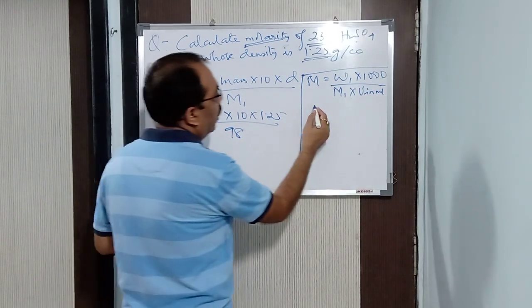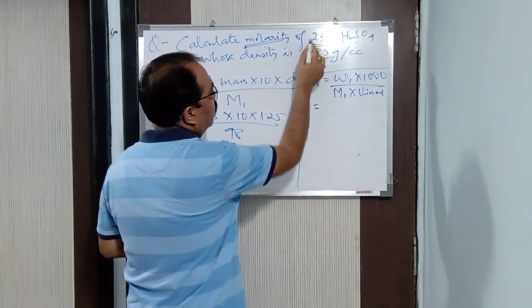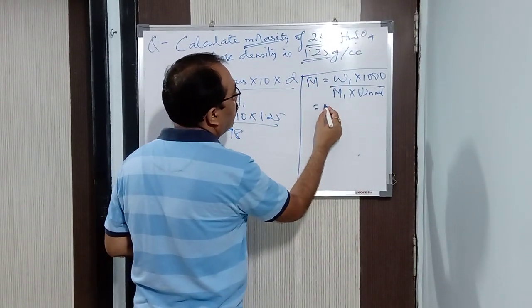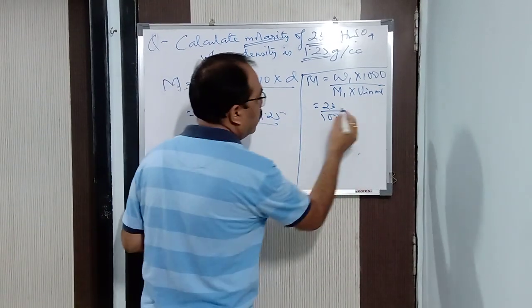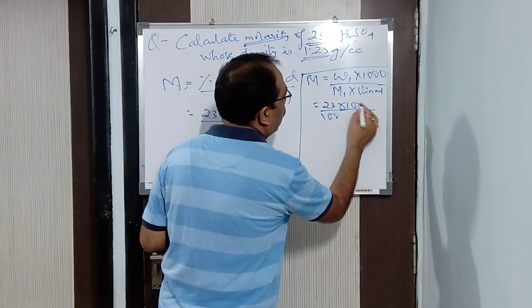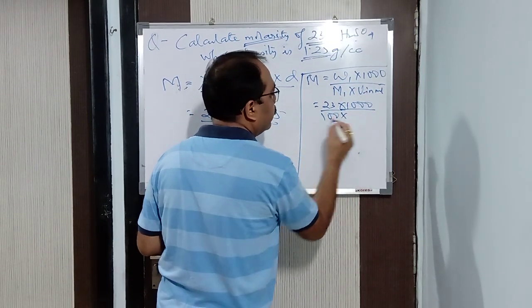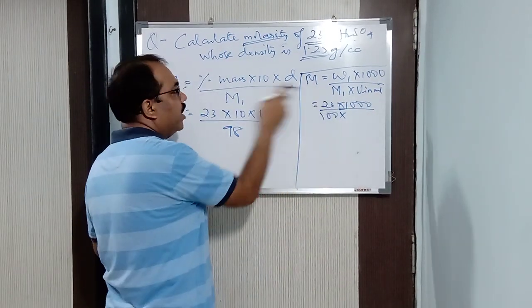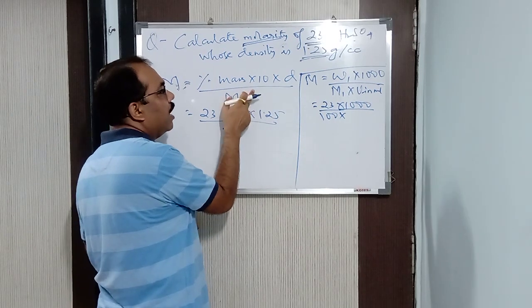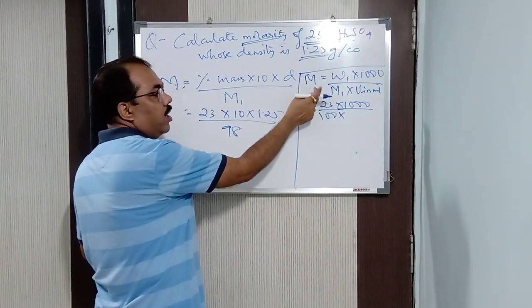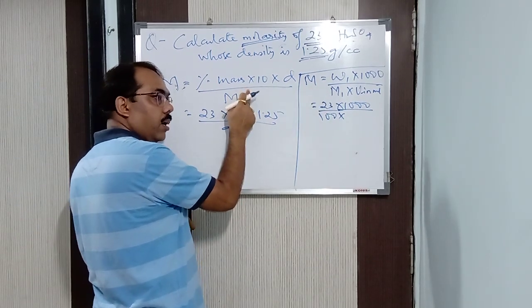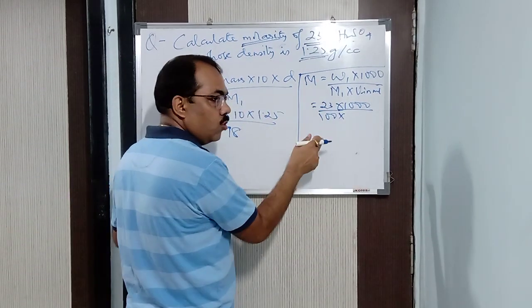See here. Now, W1, the weight of the solute, is given as mass percentage. How much is given? 23%. Okay, I am writing 23 by 100. Correct? Now, into 1000, which is there in the numerator. I am deriving this formula. You might ask, sir, where did you get this formula from? From here only I got this formula. From this formula I got this formula. Clear? That is what I am showing you.